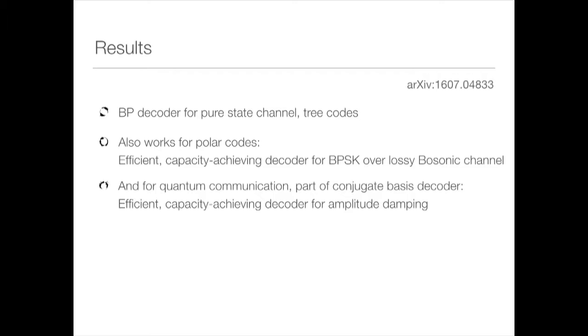So we'll get a means, for instance, for a capacity achieving decoder for a lossy bosonic channel for a certain kind of encoding, where you just use two coherent states. And maybe more interestingly, you can use it as part of a decoder for sending quantum information over an amplitude damping channel. So there, the idea is the quantum polar coder is built out of things that you might use in this classical quantum problem. And we can recycle this pure state decoder for amplitude damping. Okay, and so we end up with an efficient capacity achieving decoder for amplitude damping.